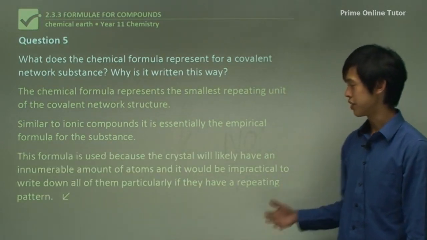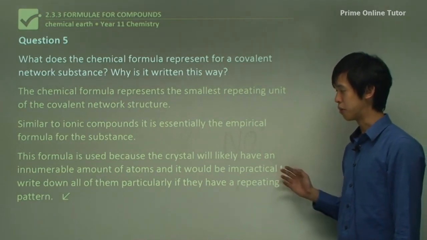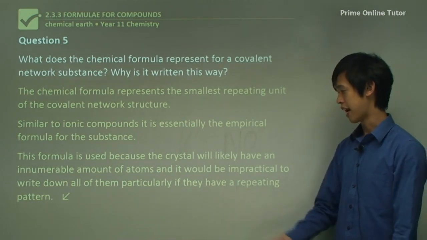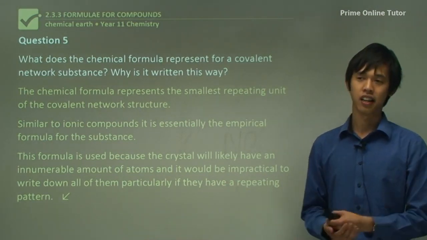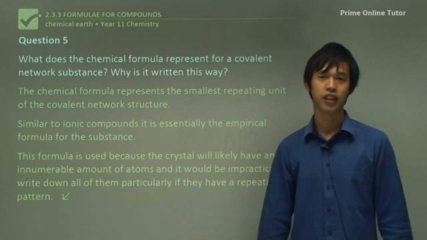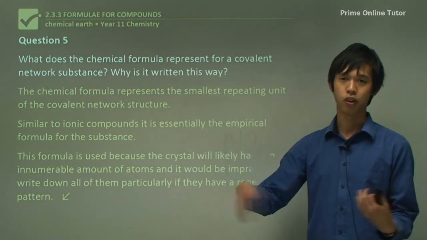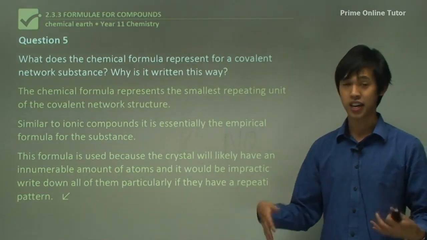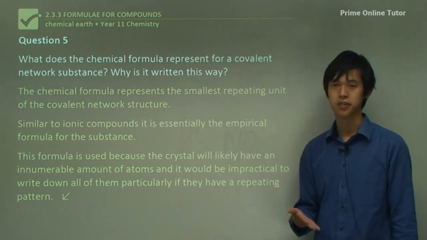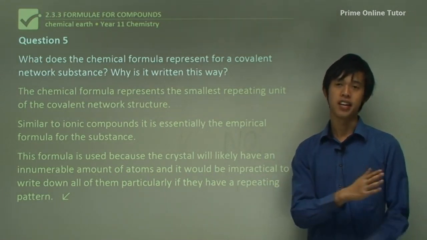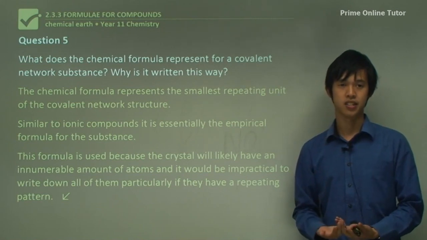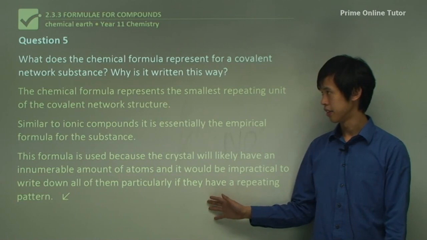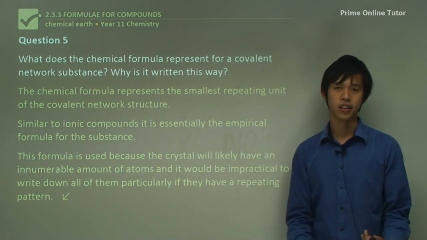This formula is used because the crystal will likely have an innumerable amount of atoms, and it would be impractical to write all of them, particularly if they have a repeating pattern. So it'd be silly to write a billion of the same chemical over and over again, simply to represent a repeating pattern anyway. So we just write it as a single repeating unit, and that's all. And that tells chemists everything they need to know. So there's like an implied convention there. So that's why we write covalent network structures the way we do.